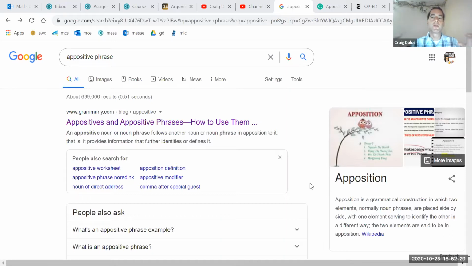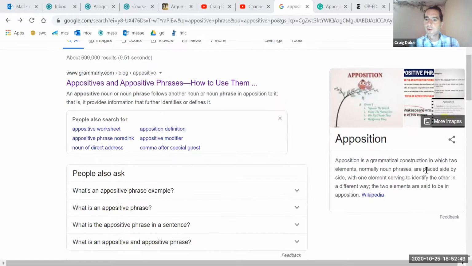Now, if it comes in the middle of the sentence, the word would be your subject, "identity," comma, and then you have the definition, comma, and then your verb: "Identity, the idea of whom a person is, is defined..." So apposition is a grammatical construction in which two elements, normally noun phrases, are placed side by side with one element serving to identify the other in a different way.